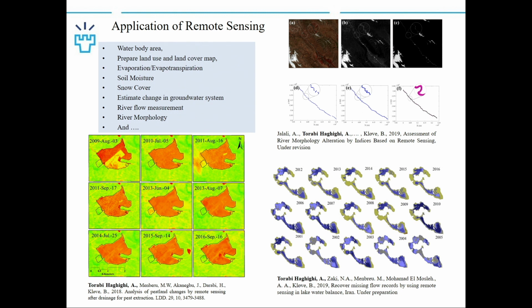Here are several examples from our work at the University of Oulu. In this case, we calculate the land use in one peatland area. Here we measure the river morphology, and here we look at the change in the water area of the lake in southern Iran called Bakhtigan.